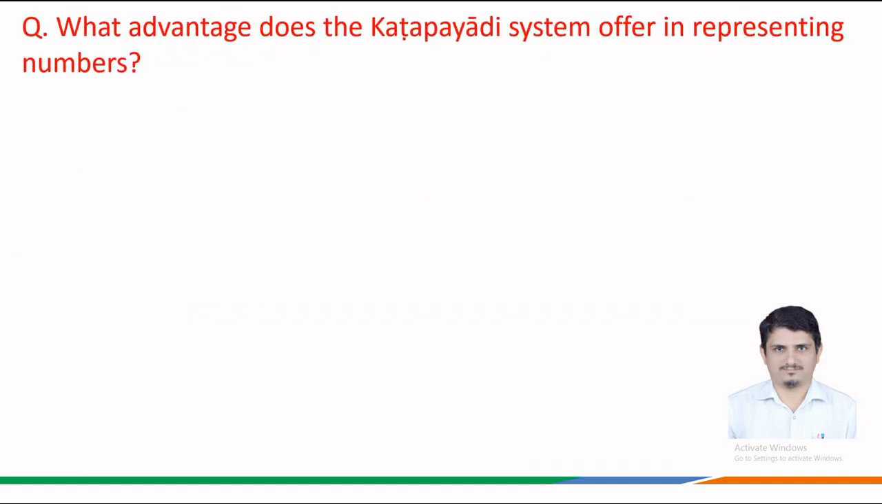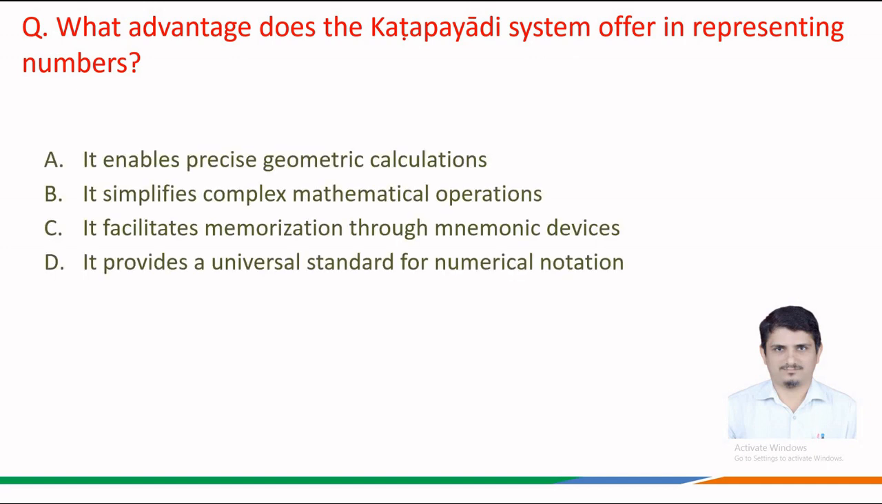Next question is, what advantages does the Katyapadi system offer in representing numbers? The given options are, option A, it enables precise geometric calculations, B, it simplifies complex mathematical operations, C, it facilitates memorization through mnemonic devices, D, it provides a universal standard for numerical notation.